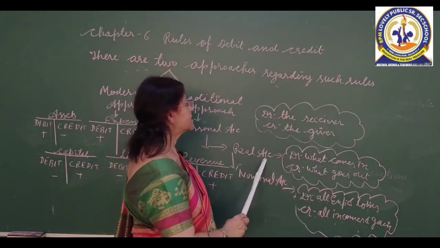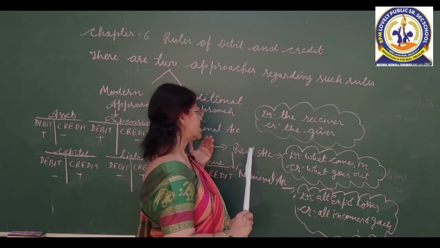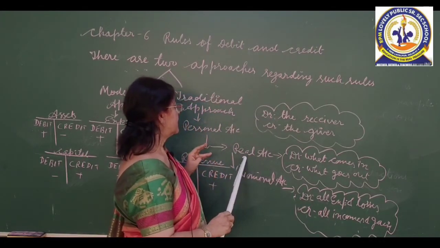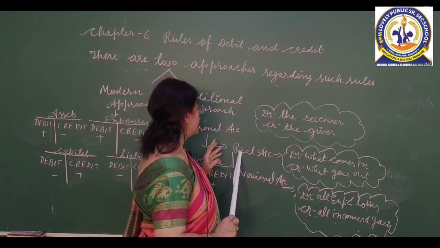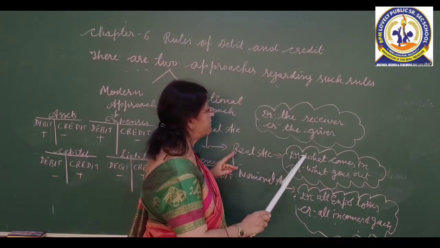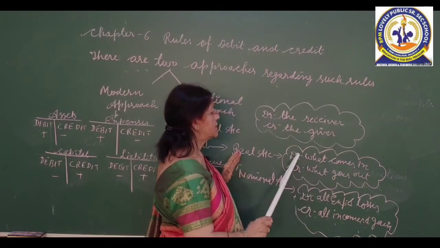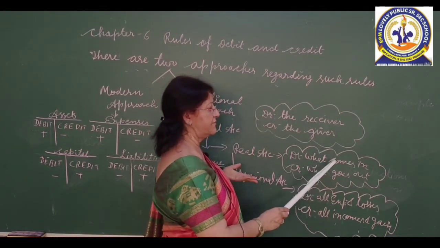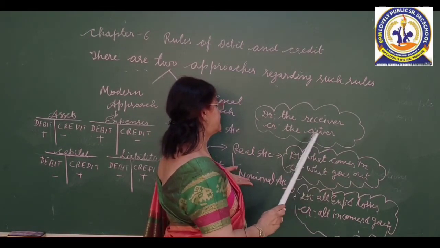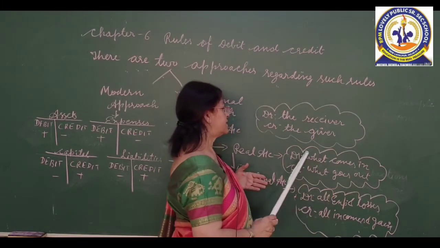Real account says, first of all you must know real account belongs to asset. All assets are real account. Cash, furniture, building, machinery, plant. So real account says debit what comes in, credit what goes out. The asset which you are going to receive in the factory, in the firm will be debited. The asset which is going out will be credited.